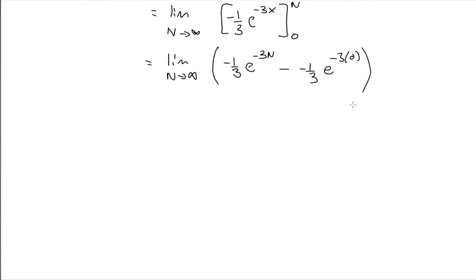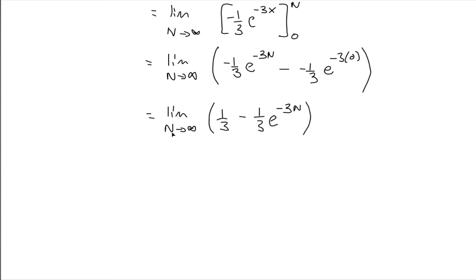And of course we can simplify that a little bit. This double negative here becomes a positive, so we can put that in the front. Instead, we'll write it as 1/3. Now, e to the power of negative 3 times 0 is e to the power of 0, which is just 1. So this becomes 1/3 minus 1/3 e to the negative 3n. And now we are free to take this limit.